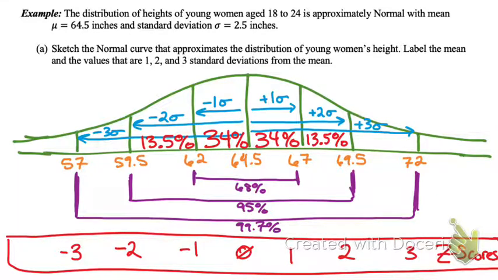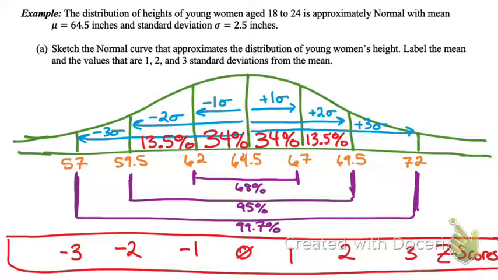All right, ladies and gentlemen. Now we've got to figure out the rest of it. What percent of young women are from 69.5 and 72? And you can only answer if your name's not Danny or Ryan. 5%. No, wait, 2.5%. What percent is from 69.5 to 72? It is not 2.5. 2.25. 2.3. 2.35.